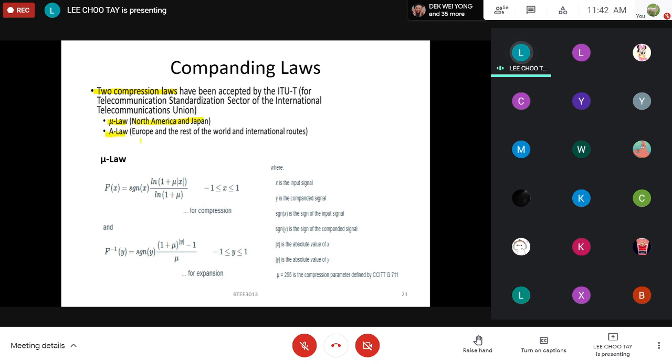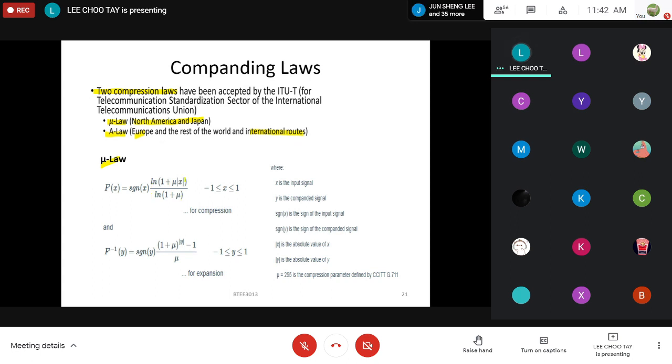A law is normally used in Europe and the rest of the world, and also the international routes. Yeah. And what is mu law? So as far as mu law, or the micro law, is concerned, the compended signal f(x) can be determined using this equation.